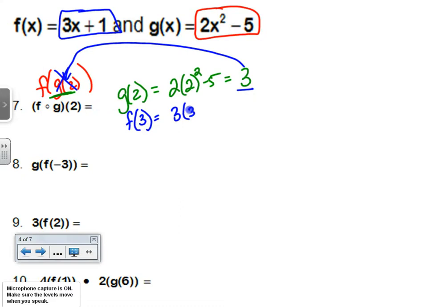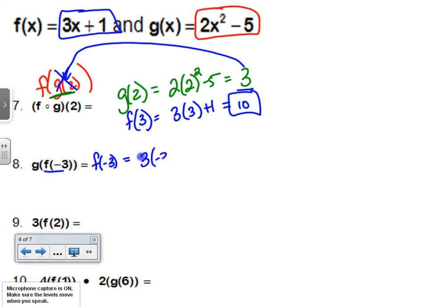So when it's composition with numbers instead of variables, you are going to compose from the inside out. So the final answer to that question is the number 10. You're not going to give domain on these because you're evaluating and not simplifying. So g of f of negative 3, we're going to start on the inside and find f of negative 3.